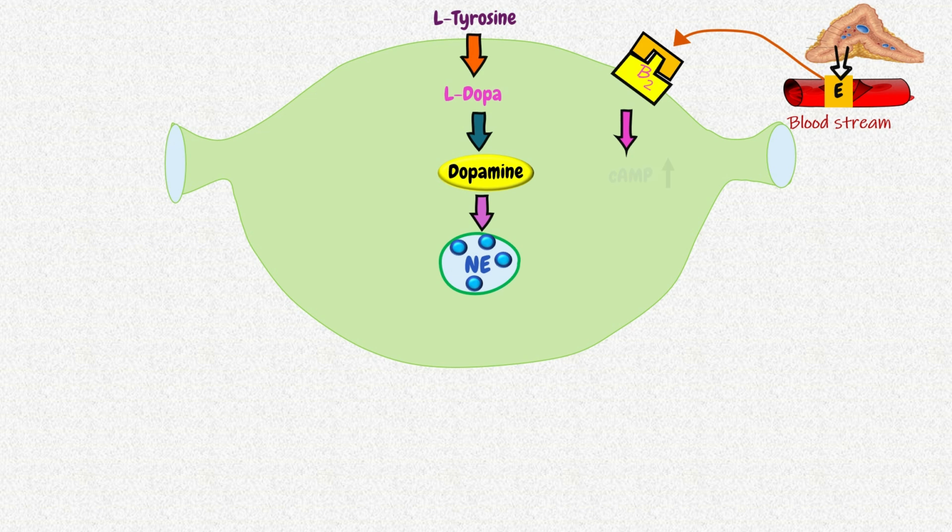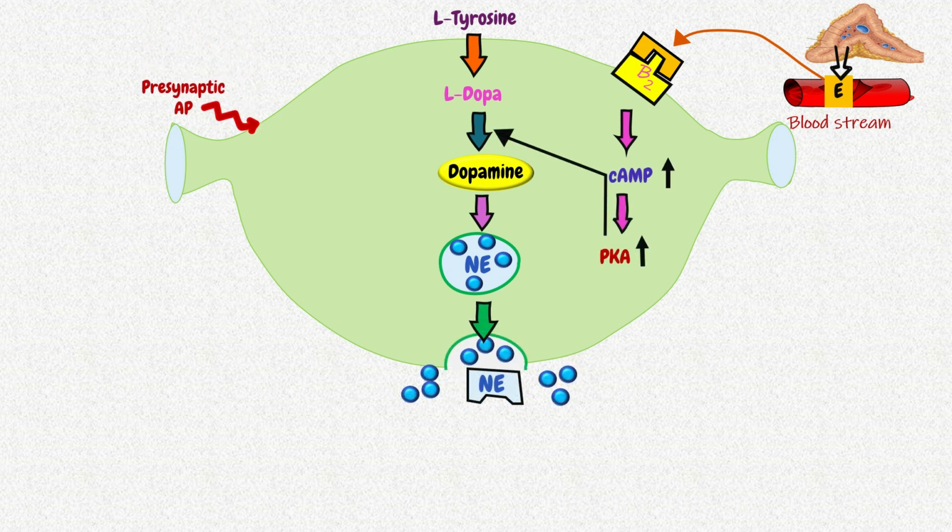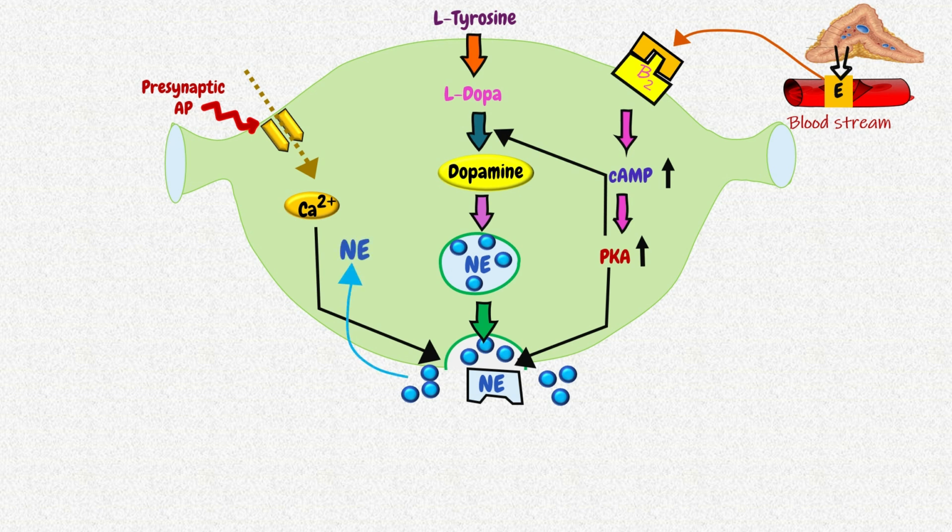Now, how is norepinephrine released? Norepinephrine is released by exocytosis into the synaptic cleft after the arrival of action potentials at the nerve terminal and the initiation of calcium influx. Norepinephrine, the end product, can be taken back up, or reabsorbed, which inhibits further dopamine synthesis, called negative feedback.